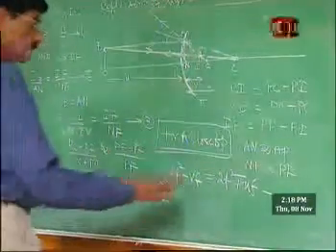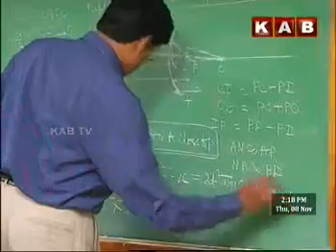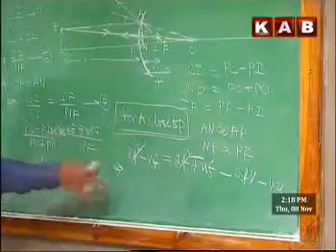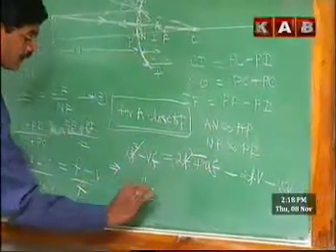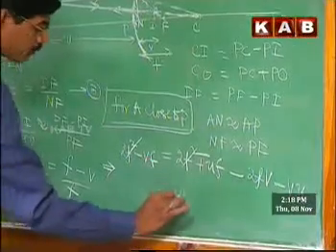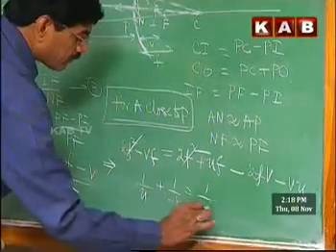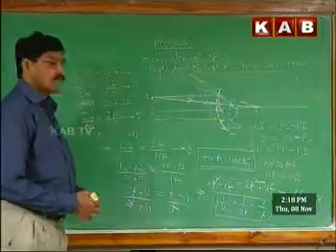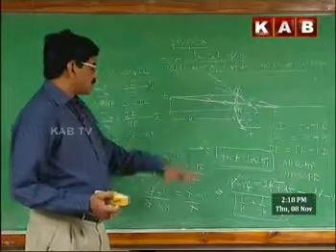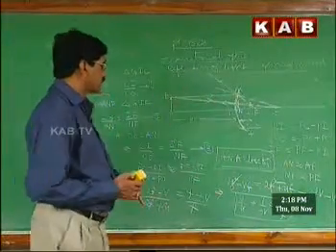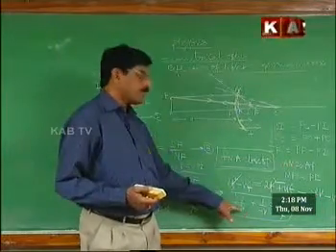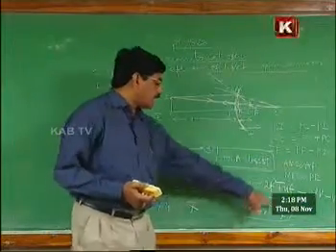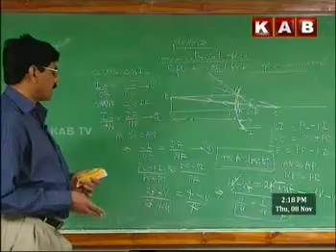minus 2FV minus VU. The 2F square gets cancelled, and dividing throughout by UVF, you will get 1 by U plus 1 by minus V is equal to 1 by minus F. So the UVF relation for an extended object, in the case of a convex mirror, is given by this formula. Here, as usual, U is positive for a real object, V is negative for a virtual image, and F is negative because it is a convex mirror.